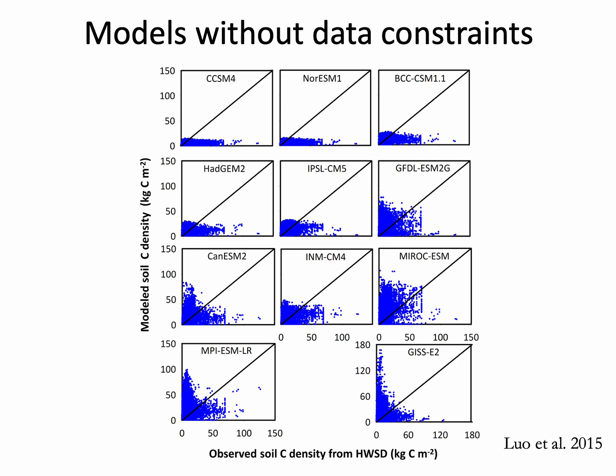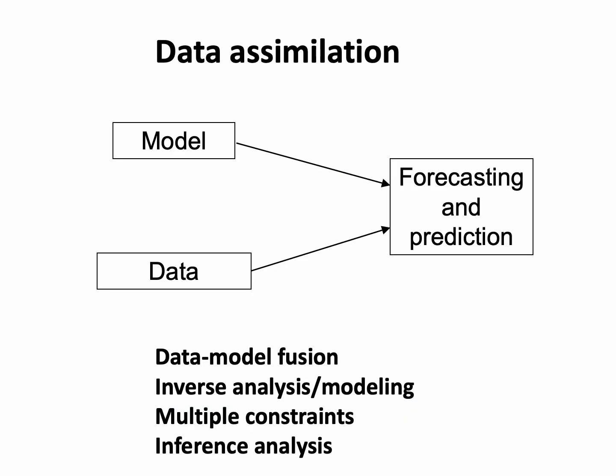The bad match between the models and the observations is partly due to the lack of data constraints on model structures or parameterization. Data assimilation is an approach to combine models with data to improve model prediction and forecasting. Data assimilation is sometimes called data-model fusion, inverse analysis, inverse modeling, multiple constraints, or inference analysis, depending on the situation when this technique is applied.